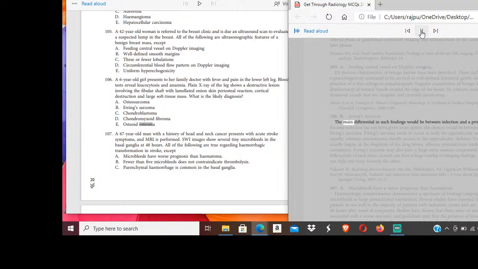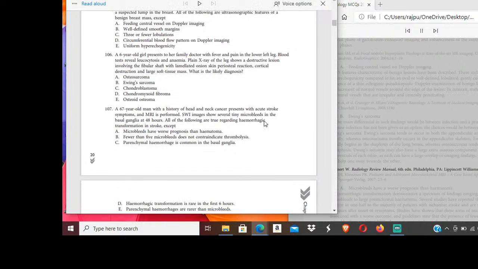106. B. Ewing sarcoma. The main differential in such findings would be between infection and a primary bone tumor. Because infection has not been given as an option, the choices would be between osteosarcoma and Ewing sarcoma. Ewing sarcoma tends to occur in both the appendicular and axial skeleton equally, whereas osteosarcoma mostly occurs in the appendicular skeleton. Ewing sarcoma usually begins in the diaphysis of the long bones, whereas osteosarcoma tends to occur in the metaphysis. Ewing sarcoma may also have a large extraosseous component. The two are often differentials of each other, as each can have a large overlap of imaging findings, but the above traits can help one sway towards the other.